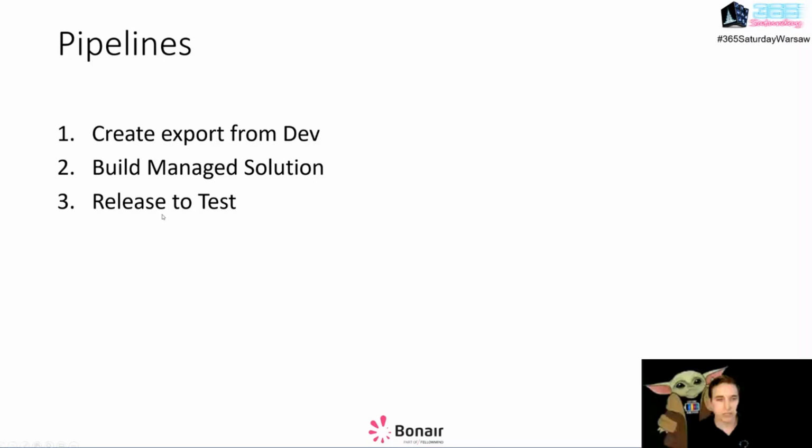this version to test and go further to a UAT environment or a PT environment or production, and then at the end, maybe a hotfix environment. And that's why we split this into two different pipelines, to be able to export very often so that our source control is always up to date, but we don't want to build managed solutions all the time.